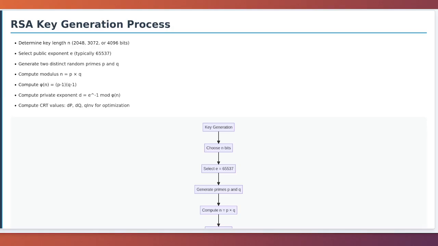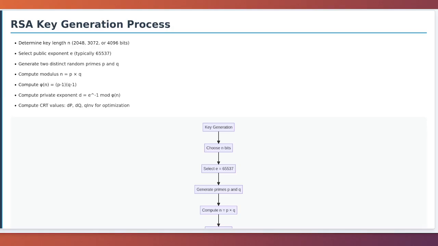For higher security or longer lifetimes, use 3072 or 4096 bits. The key length determines the security level but also affects performance. Longer keys provide more security but make encryption, decryption, and signature operations slower. You need to balance security requirements against performance needs for your application.